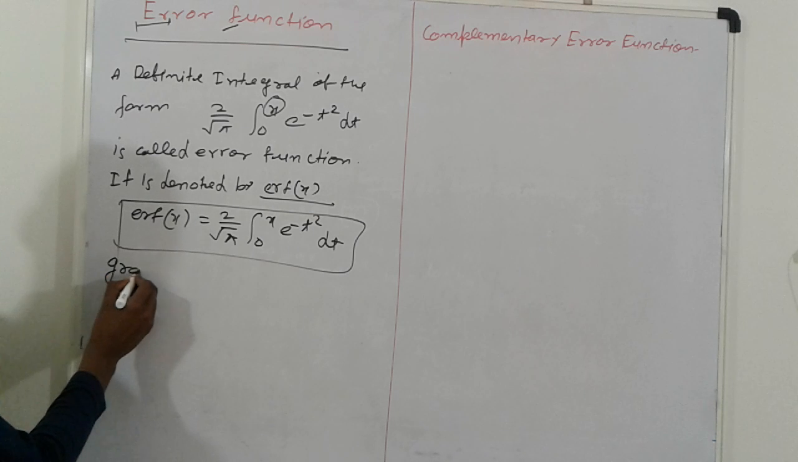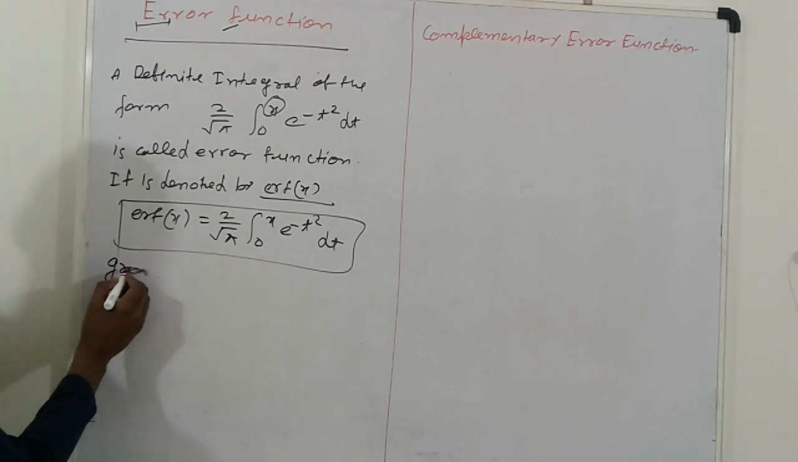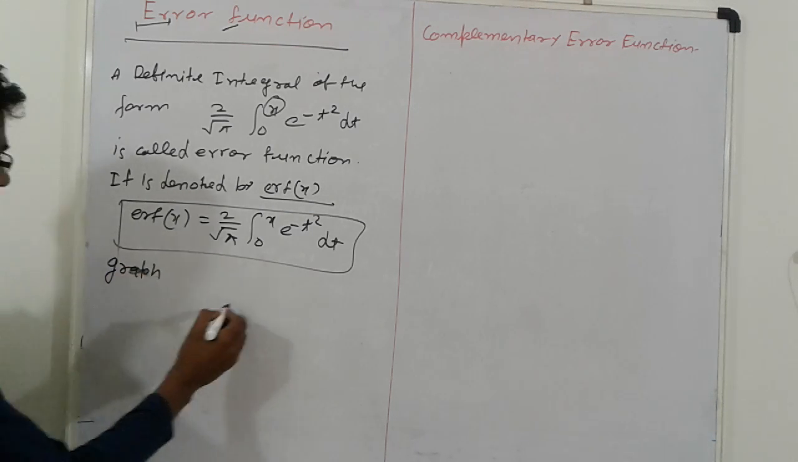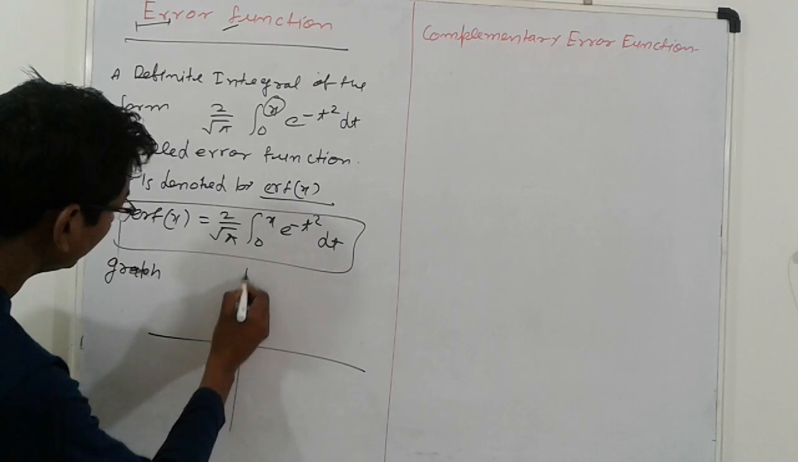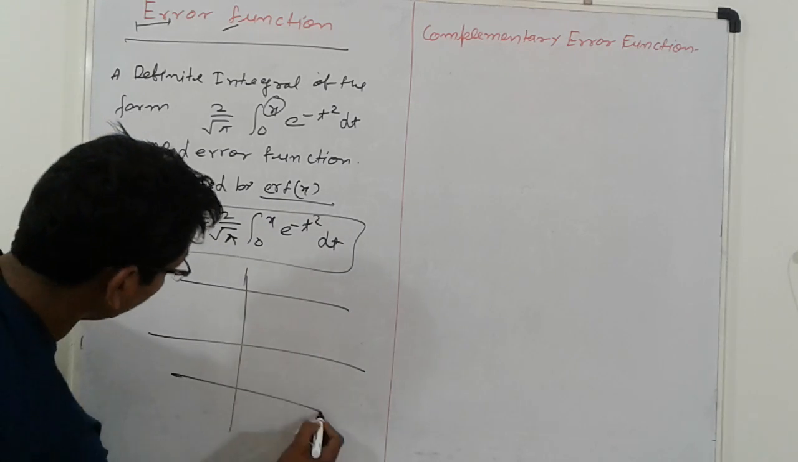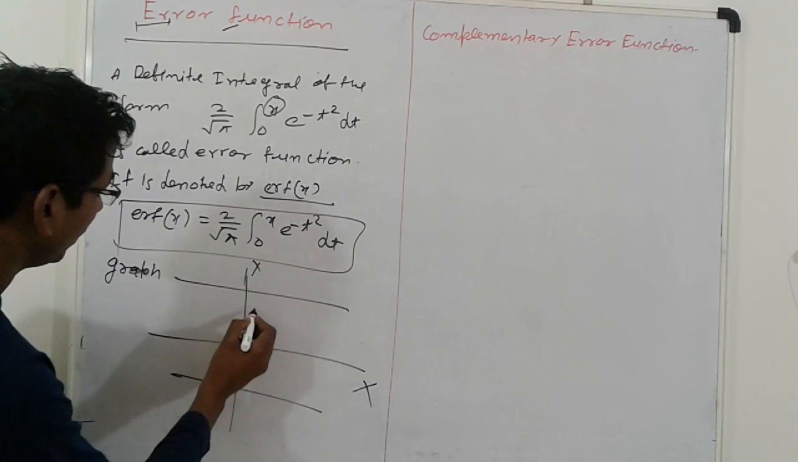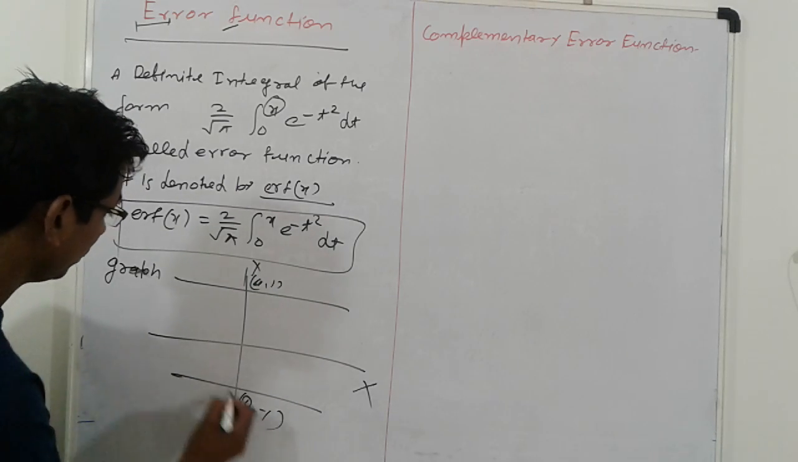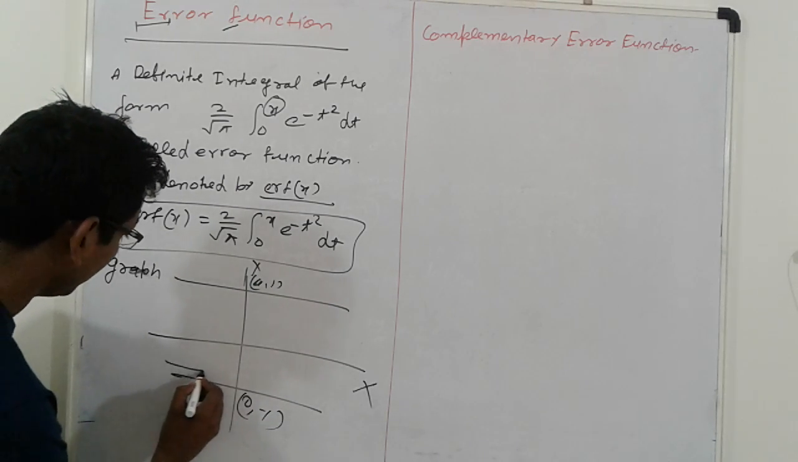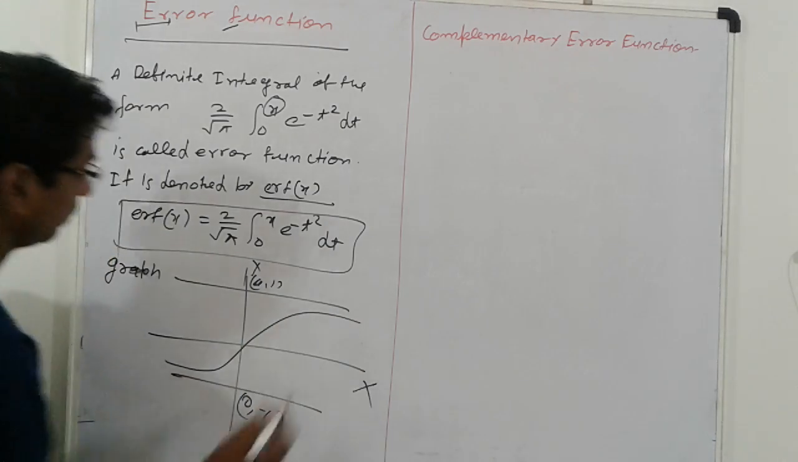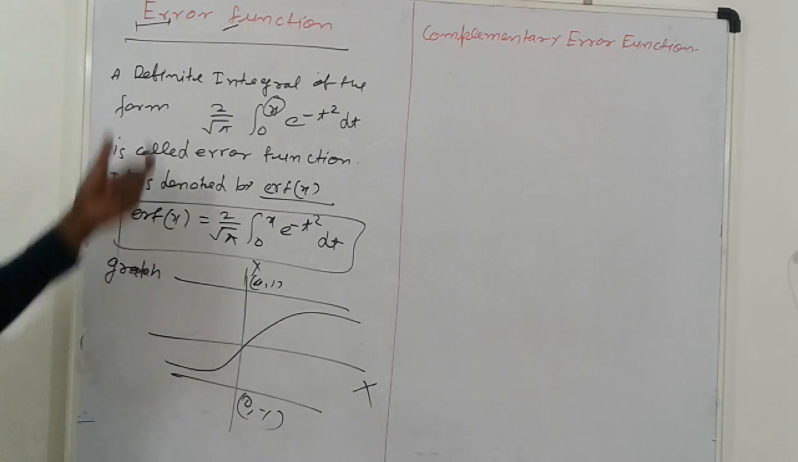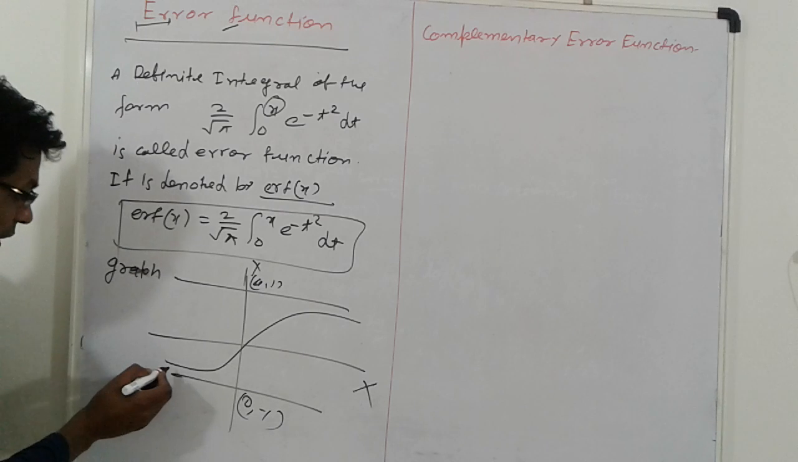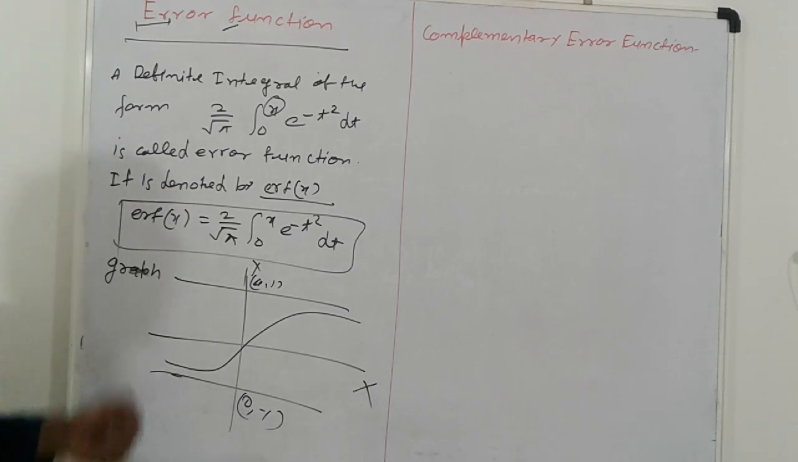एक general graph, remember. What is the graph? This is the x-axis, this is the y-axis, 0 to 1 and 0 to minus 1. So that type of graph. So here that is a graph of this. कभी एग्जाम्स में आते हैं. So that is erf of x.